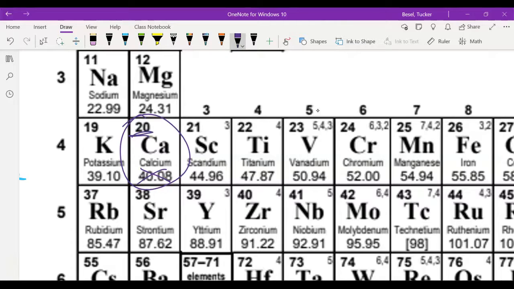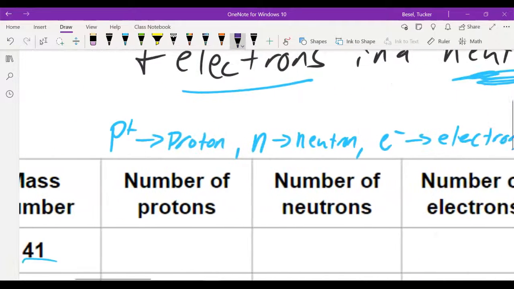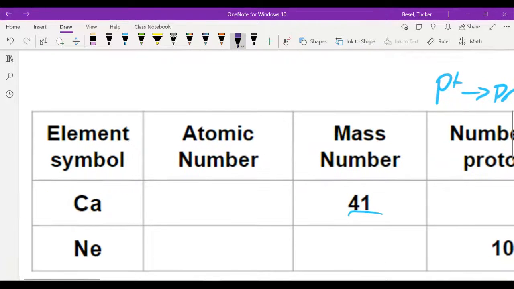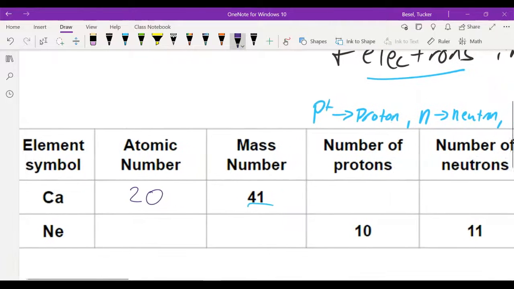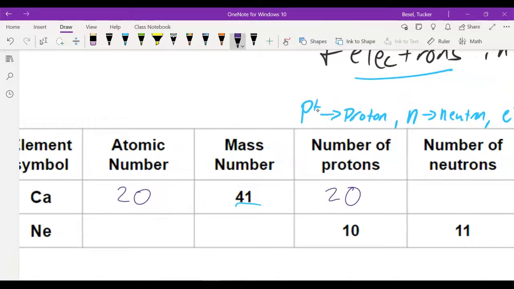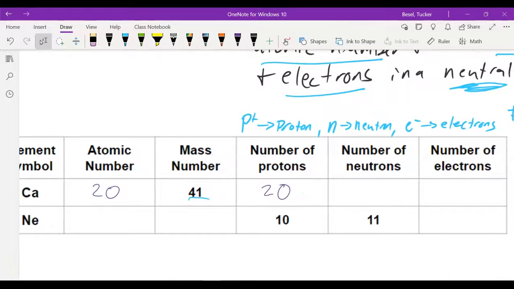What we see right here, 20, is the element number, which is also the atomic number, so the atomic number would be 20. 20 is also the number of protons. The atomic number is the number of protons. Now if we need to figure out the number of neutrons, remember the mass number is the number of protons plus the number of neutrons. So in this case, we would subtract 20 from 41. 41 minus 20 gives us 21 total neutrons.